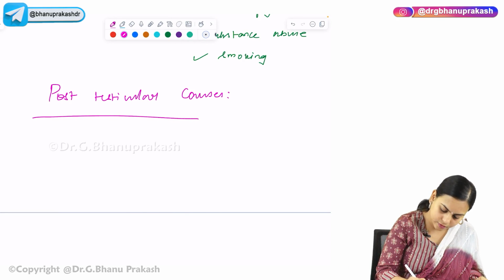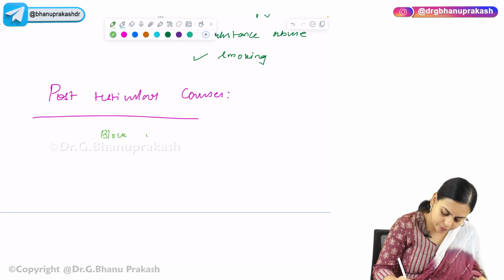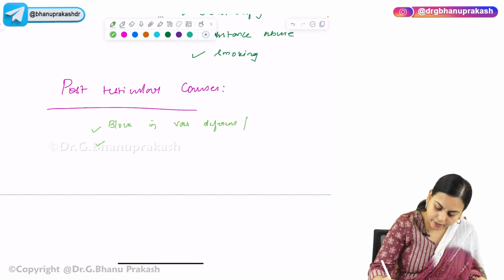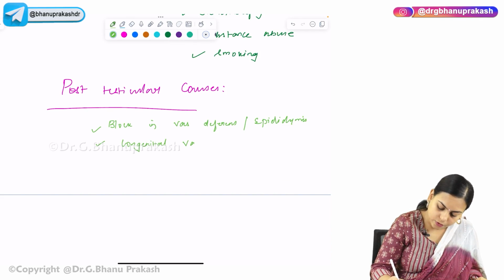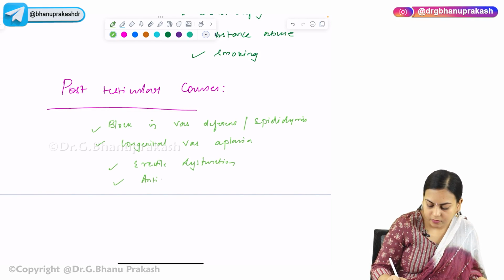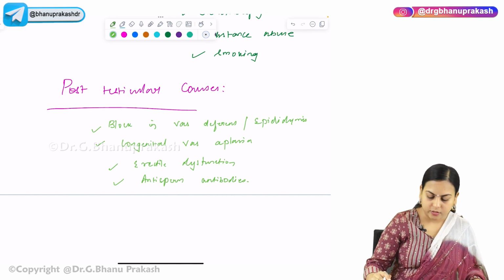So, what are the causes? There can be a block in vas deferens or epididymis. There can be congenital vas aplasia, erectile dysfunction, then anti-sperm antibodies can also cause this condition.